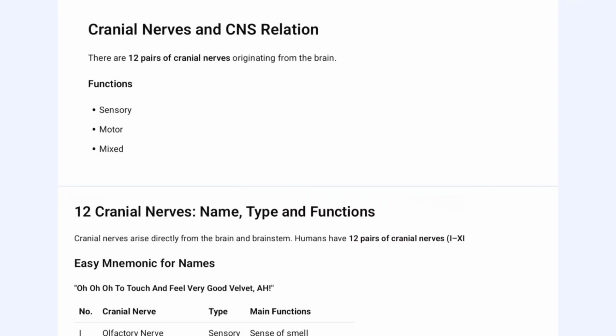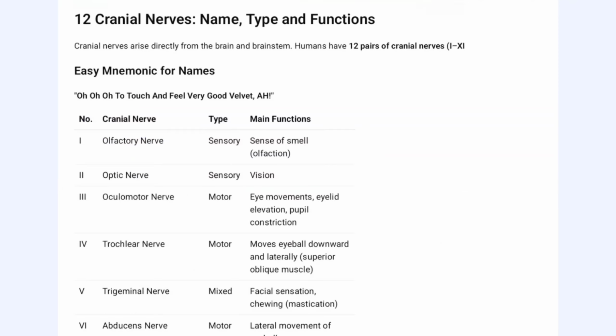Now we will discuss about the cranial nerves. There are 12 pairs of cranial nerves originating from the brain. Functions are sensory, motor, and mixed, which is both sensory and motor. Now, let's see the 12 cranial nerves, their name, type, and function. Before that, it is very important to know that cranial nerves arise directly from the brain and the brain stem.